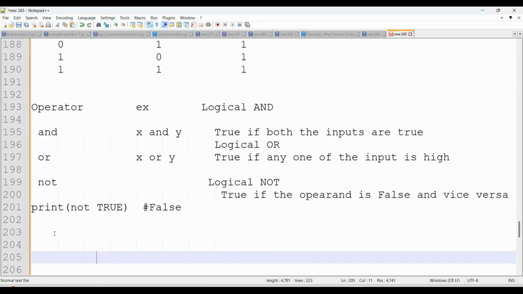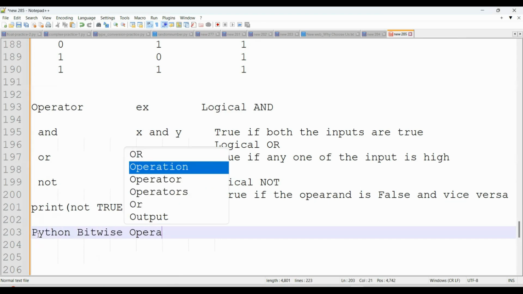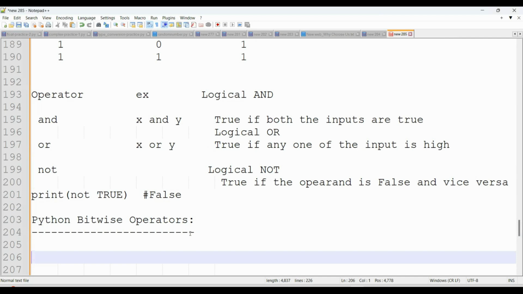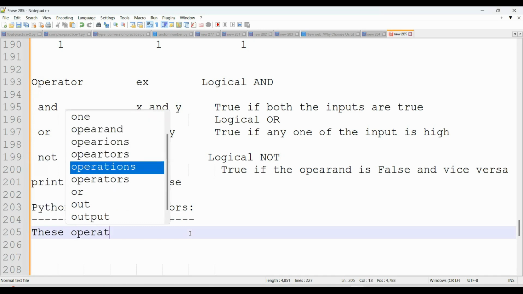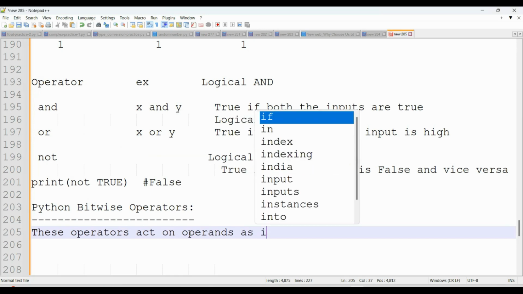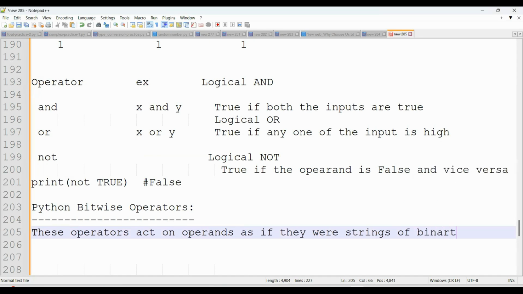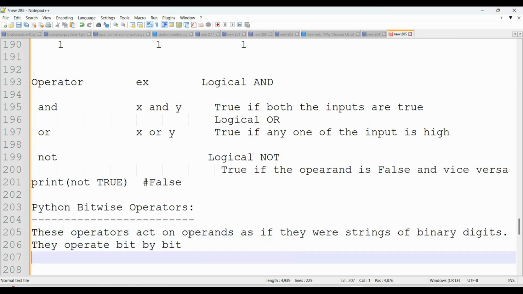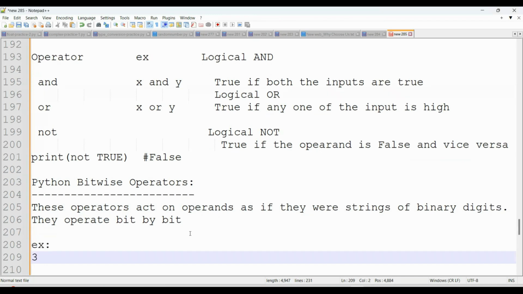Now we'll discuss Python bitwise operators. These operators have something special. These operators act on operands as if they were strings of binary digits. They operate bit by bit. So what does it mean? We'll take one example. First of all, what are binary digits?